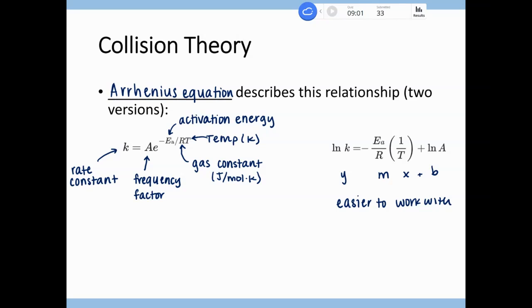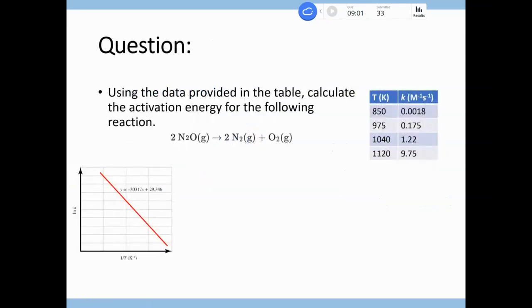We're going to be provided on the next slide some values for a reaction, and we will calculate the activation energy. Now, I did some of the steps for you. Well, the book did some of the steps for you.